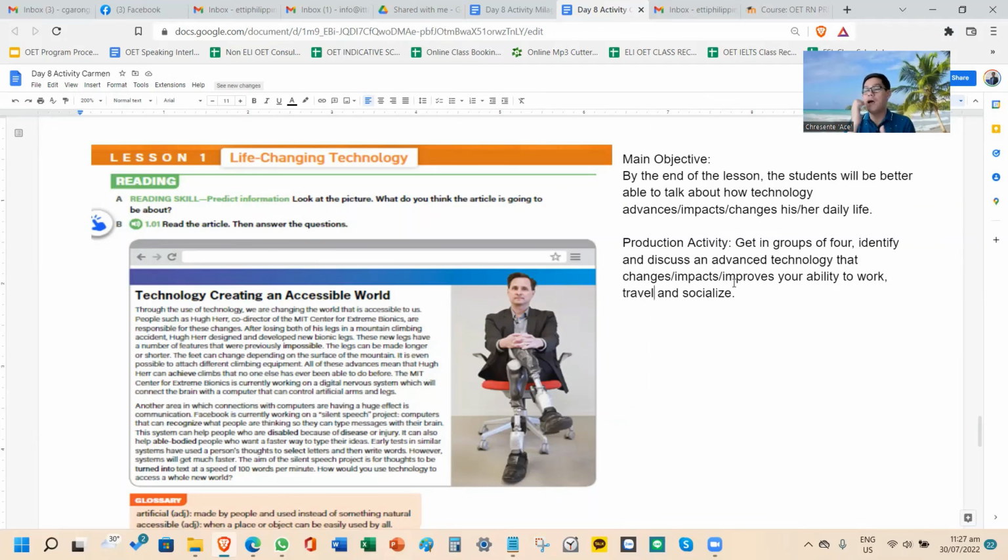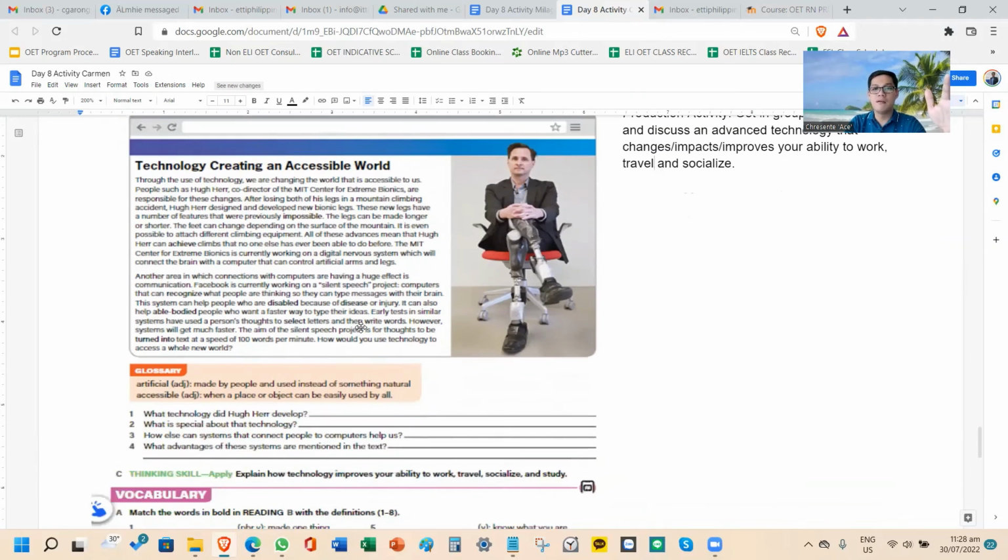If you use, I will not restrict you to what kind of framework you're going to be using. If you want PPP because you're familiar with PPP, how do you put it in a PPP framework? So using this page, what would be your presentation, your practice? You already have the production, right? So what you have to add is just the warm up, the presentation, and the practice. What are the activities you're going to have?